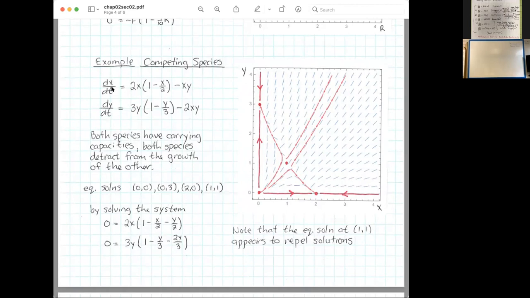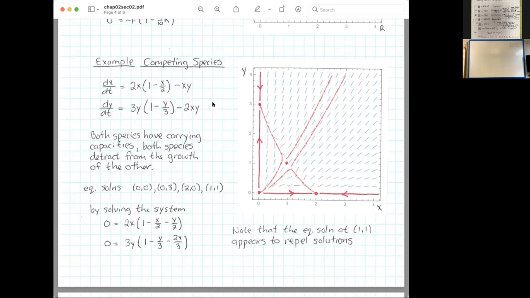What do I have here? Two species, not rabbits or foxes, but let's call them X's and Y's. Notice a carrying capacity on the X's, a carrying capacity on the Y's. And notice that the presence of the other detracts from the growth of the one you're examining. Both times, the presence of the other detracts from the growth of the other. See, presence of one detracts from the growth of the other.